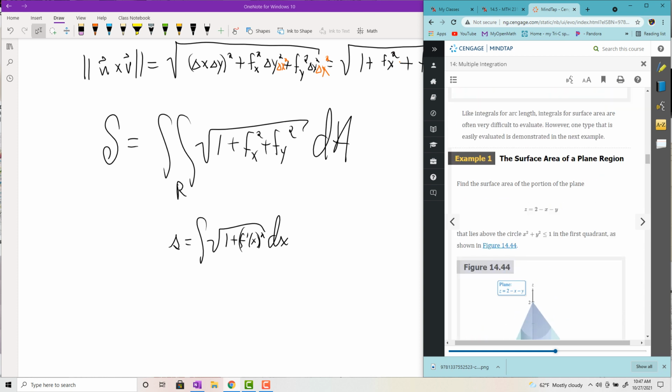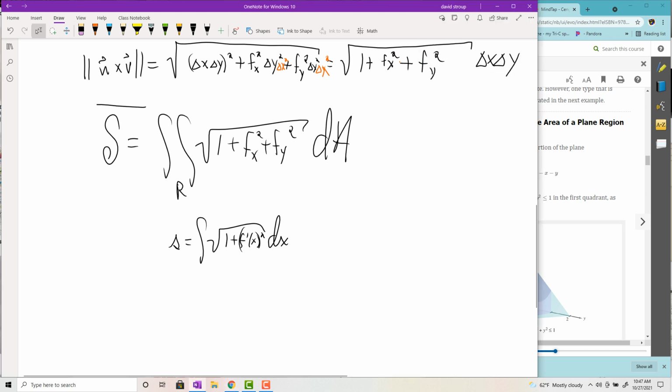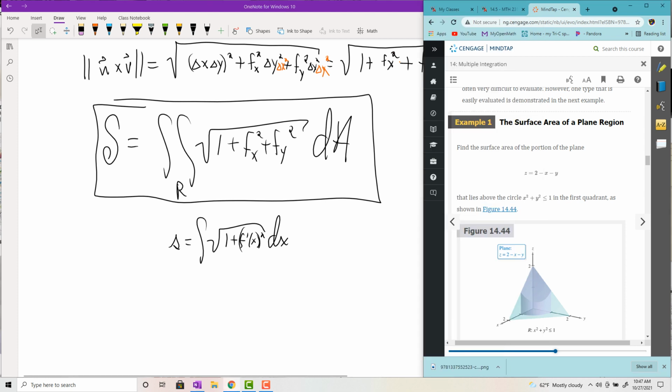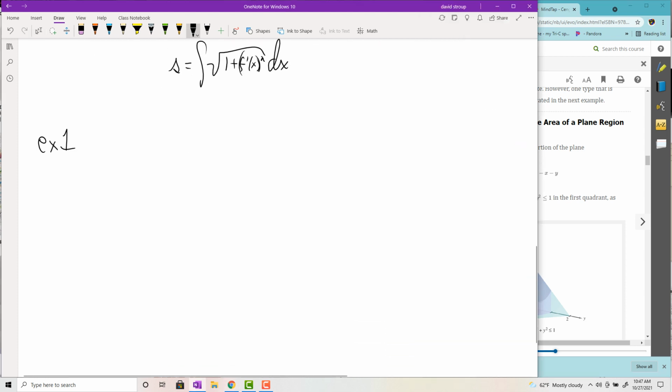finding surface area then. So let's look at example 1. And if you didn't get it, this is the formula du jour for surface area. Okay, so example 1. Let's take a look.